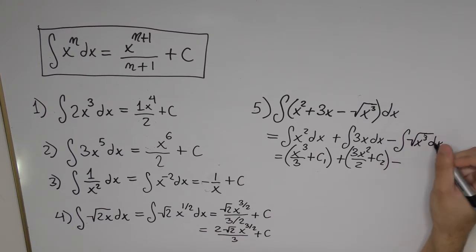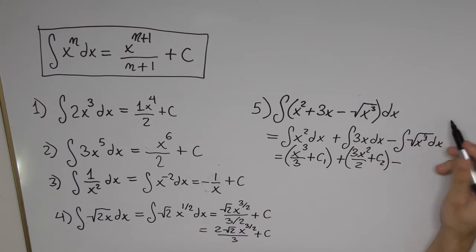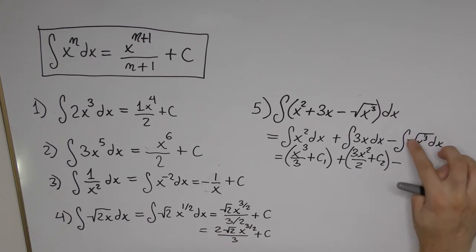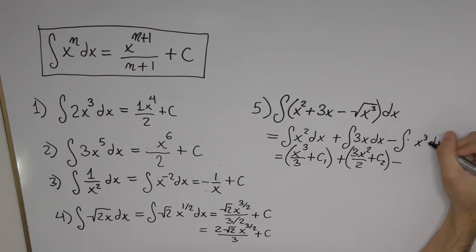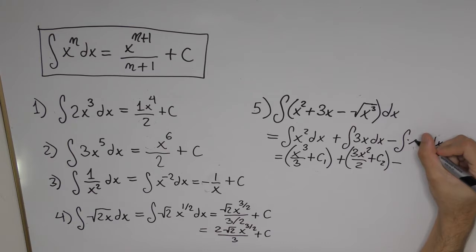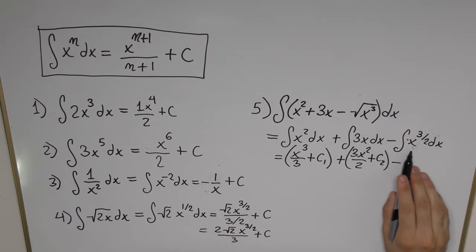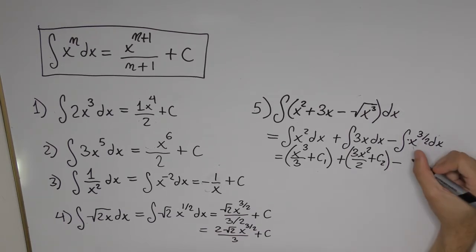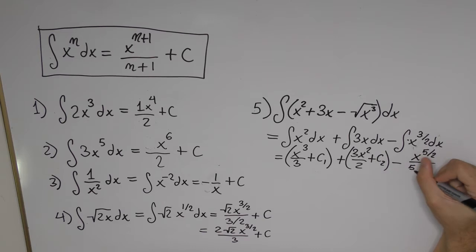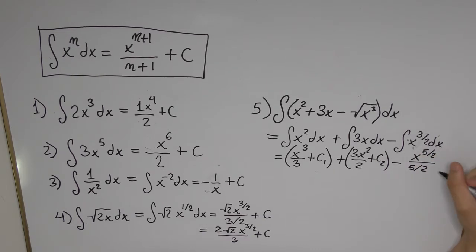And lastly, we're going to integrate the function over here. Now to do this one, we can also represent this as a rational power. So let's take that square root and instead we're going to write it as x to the power of 3 on 2. That way, all we need to do is add 1 to the power. So that's going to give us x to the power of 5 on 2 divided by 5 on 2. And now we're going to add an extra constant c3.